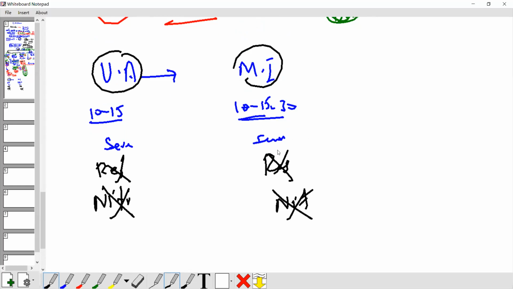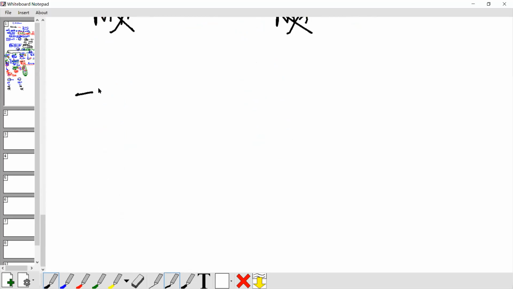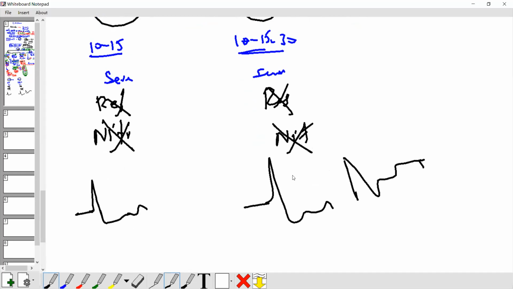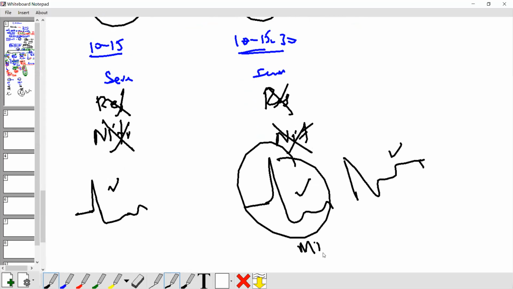In unstable angina, you perform the ECG. What happened here? In unstable angina there is ST depression, but in MI there are two possibilities. This segment may be depressed, and this ST segment may be elevated. I don't know if it's unstable angina or MI, because here it may be depression or elevation, but here it's just depression. Clear? You perform the ECG, maybe this is MI or another type. It's a non-STEMI.